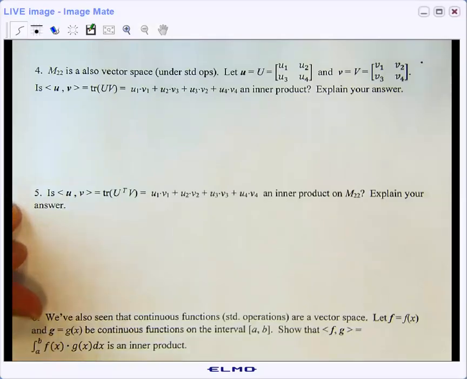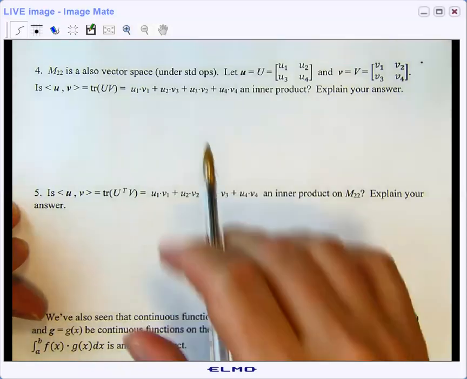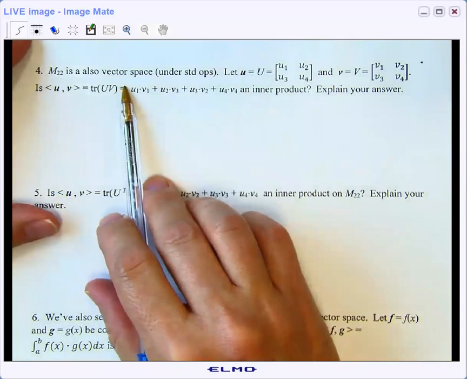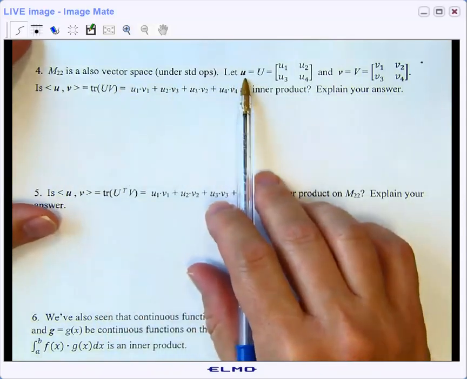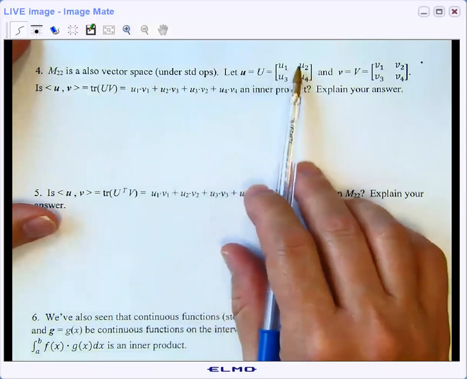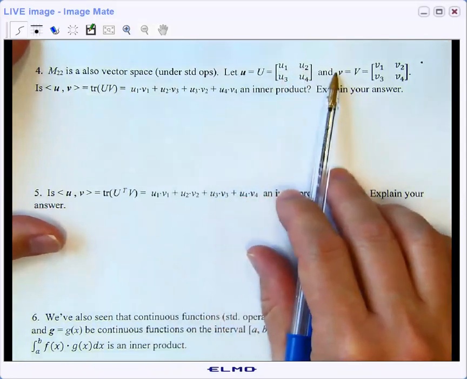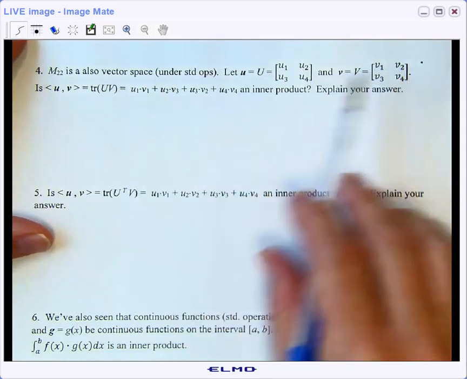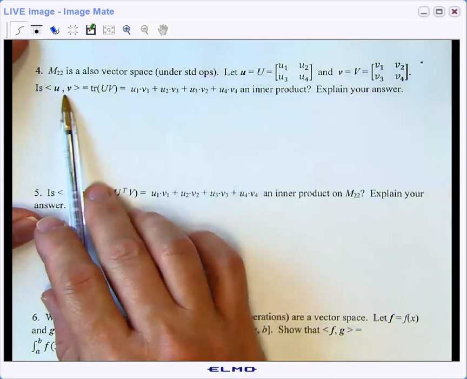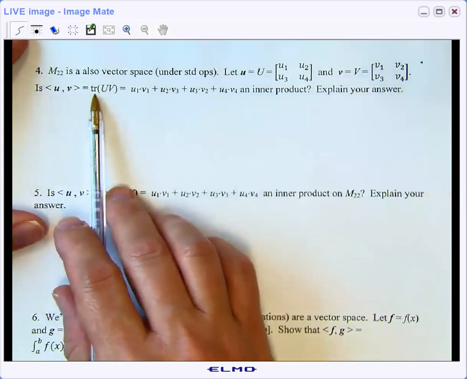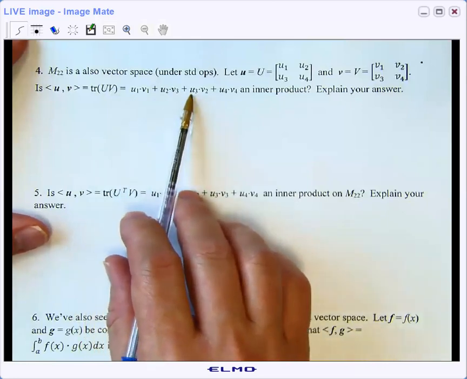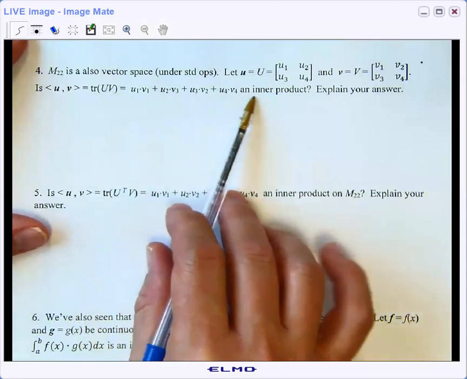Welcome back as we continue to learn more about inner products on vector spaces. We've seen that M22 is also a vector space under standard operations. So if we let U be the matrix U1, U2, U3, U4, and V be the matrix V1, V2, V3, V4, let's check to see if U inner product V, defined as the trace of U times V, which is U1 V1 plus U2 V3 plus U3 V2 plus U4 V4, is an inner product.